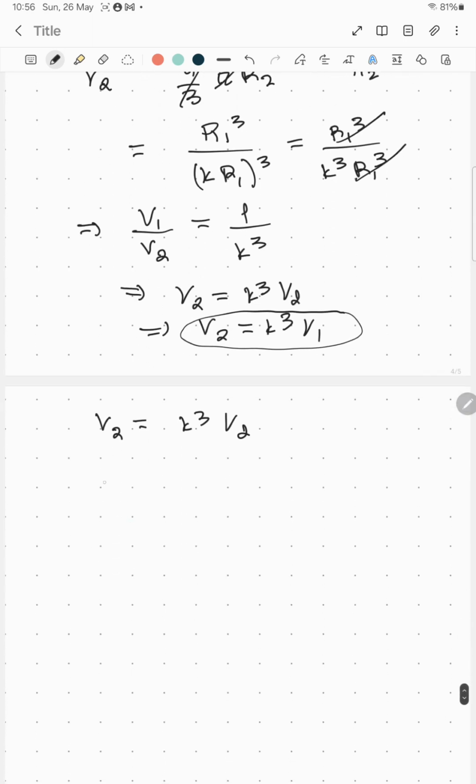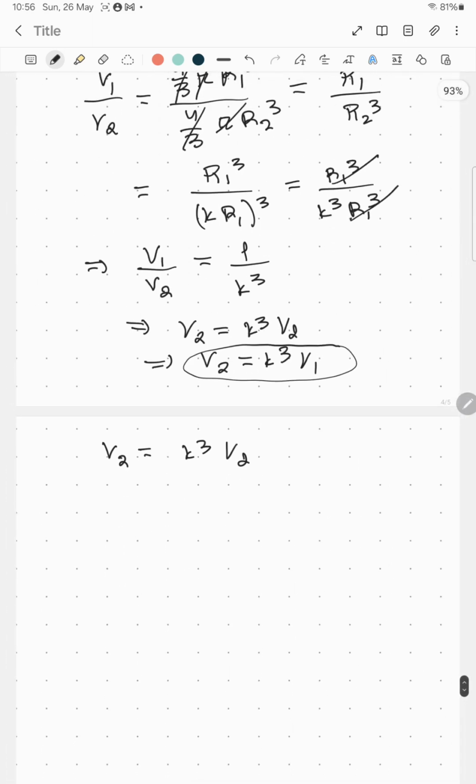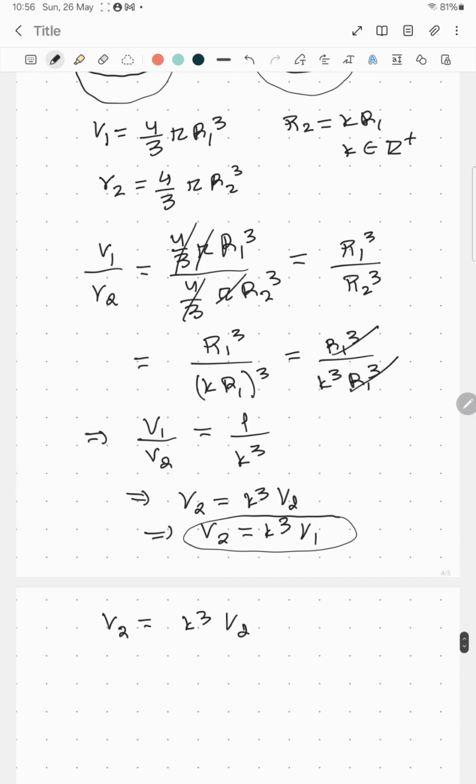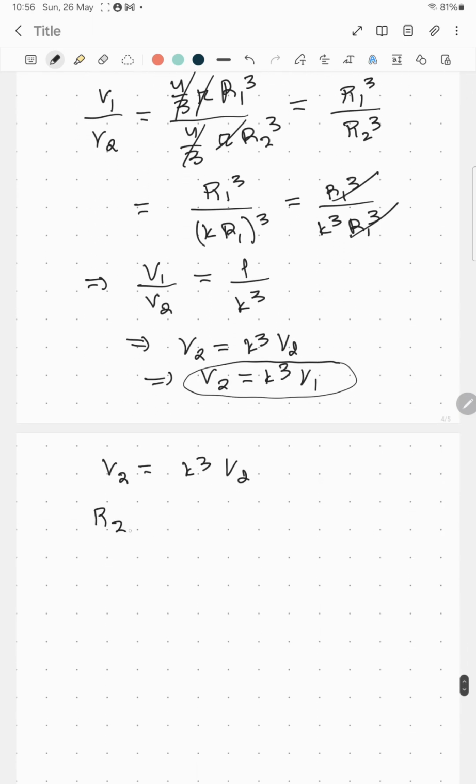So if the radius of the second sphere, R2, equals 2 R1, if I double the radius, V2 should be, so here k equals 2, V2 should be 2 to the power of 3 V1. V2 equals 8 V1.